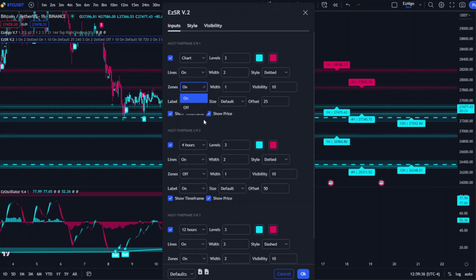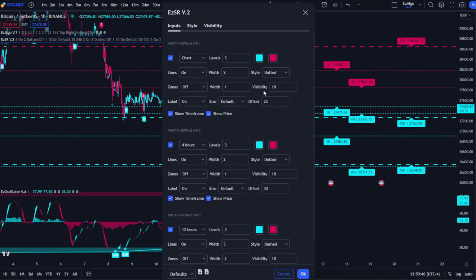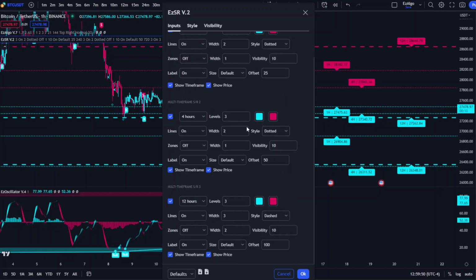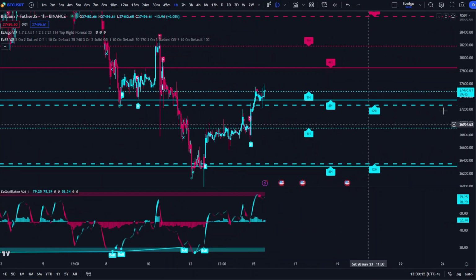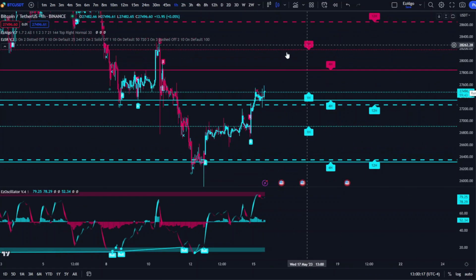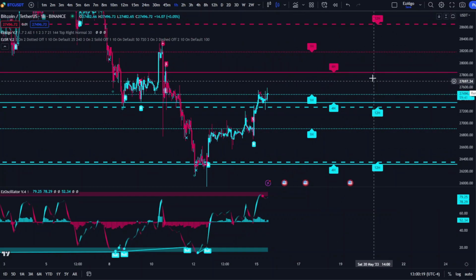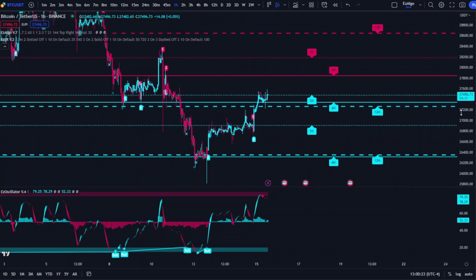And we're going to turn the zones off on every single one. This is what I do personally. If you want the zones on, you can. We're going to change the style in multi-time frame 2 to solid, and we're going to turn off the show price on every single level. I only want to see the time frames. So now your chart should look like this, where we have the dotted lines for the chart time frame, we have the solid lines for the 4-hour, and we have the dashed lines for the 12-hour.